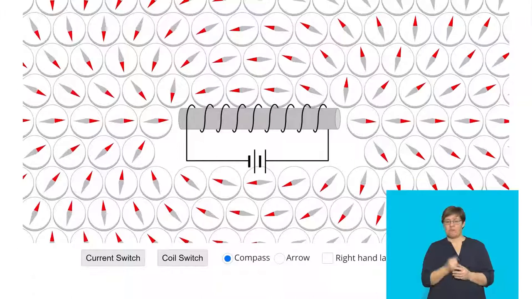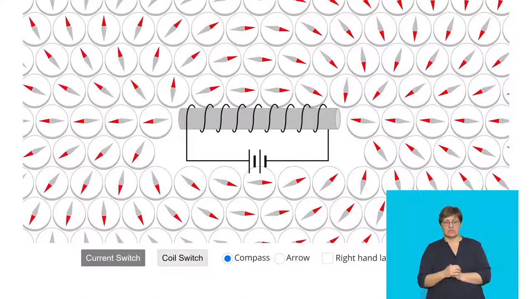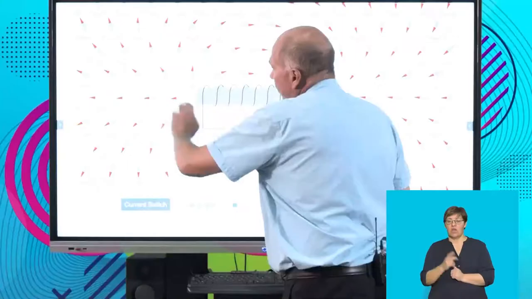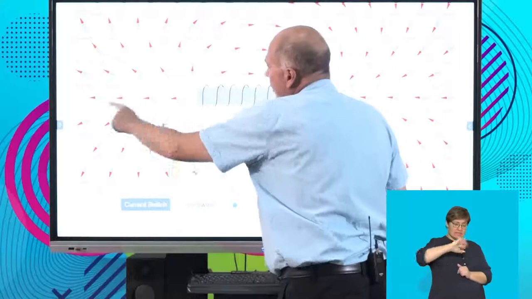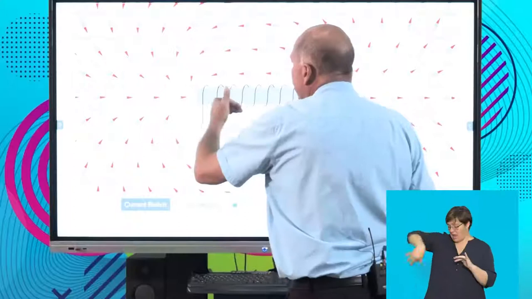And here we've got some options to be able to change things around. The first thing that I want to do is look at this pattern and say, so what would happen if I change the current? So let's switch the current, and lo and behold, what can you see now? You can see that at this point here, the red arrows are pointing away from this side, where they're pointing in on this side. Switch the current again, and you'll see that on this side, they're pointing in over here, and they're pointing away over there.